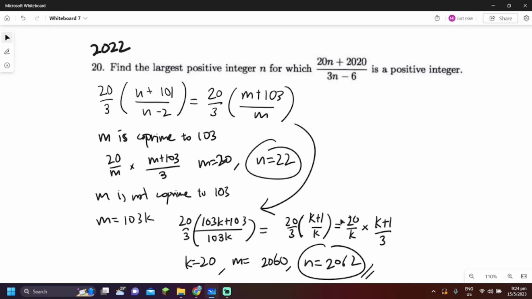N is 2062. In general, for these questions, with the limited time, all you have to do is case bash. You prime factorize the big numbers, and then you case bash to check whether all the integers are co-prime with it. And that's pretty much all.